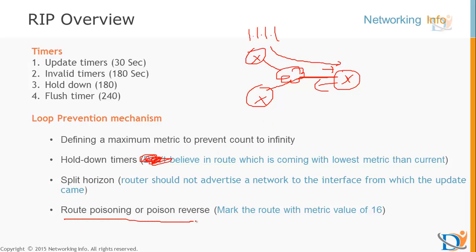Route poisoning, or poison reverse: when you learn a route or the route goes down, the router immediately marks that route unreachable and sends it to everyone. So here I say 1.1.1.1 is not available. This router is going to say this is not available, then mark this one as 16 and send it to everyone. So all these devices will not look for that router, they will say this is unreachable. So route poisoning is also a feature to prevent loops in RIP.